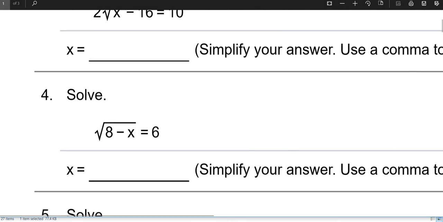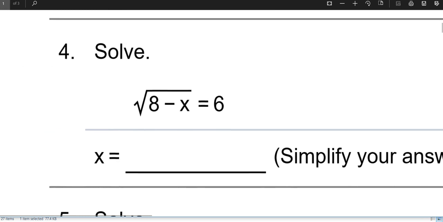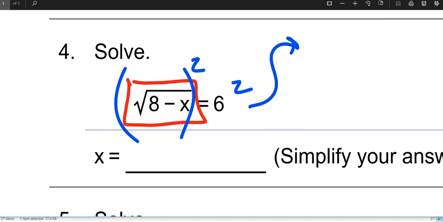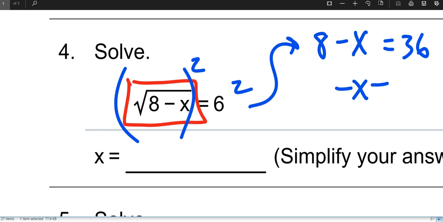Okay, that one looks pretty similar to another one we've done, so let's jump to 4. Is the radical by itself? Yes! So, what are we going to do to get rid of the square root? We can immediately go to the process of squaring it, which would give me 36 on the right. What about on the left? A minus x, good call. So, what does that make negative x equal?